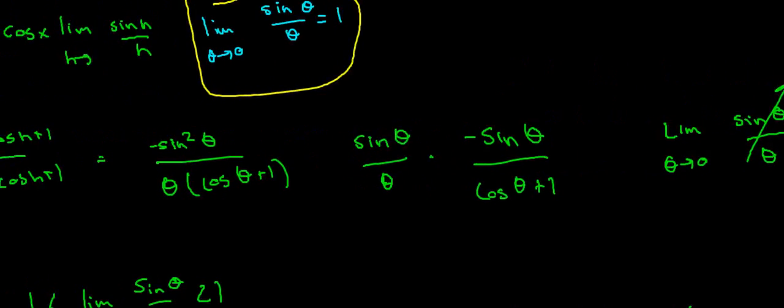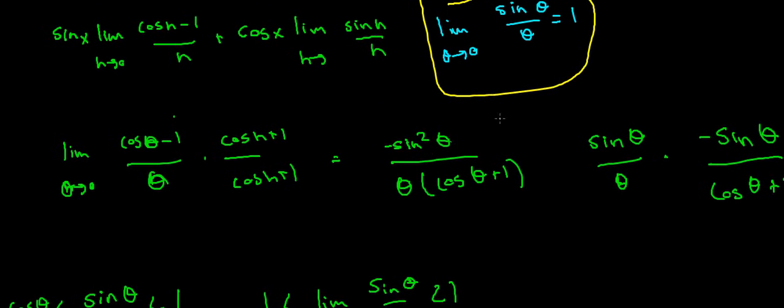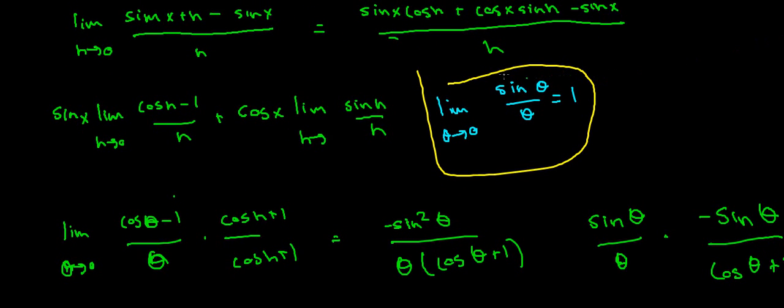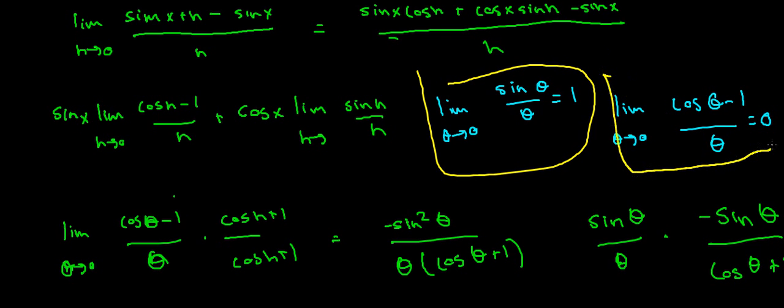So I go all the way back. Yeah, I know, right? Pretty annoying. So now I know, I'm going to write another one. The limit as theta approaches 0 of cosine theta minus 1 over theta is equal to 0. So now I go back to my original problem here. I'm going to do it in different colors. It's so messed up.